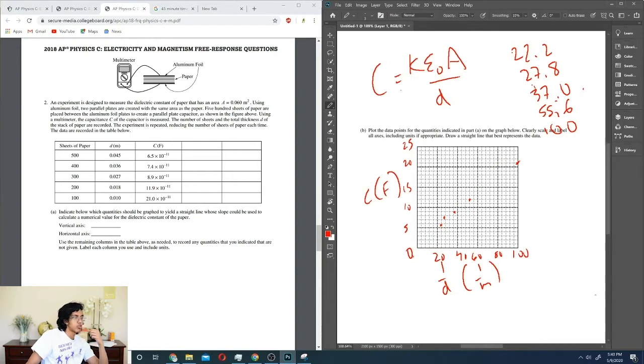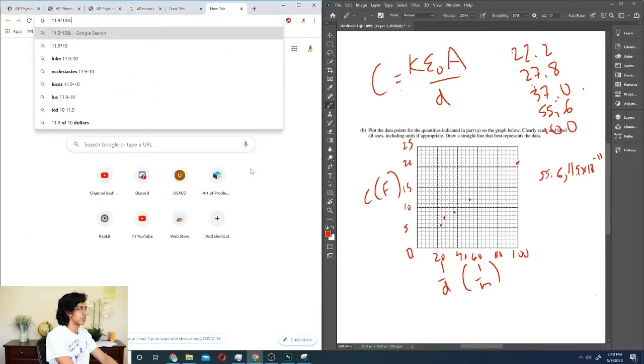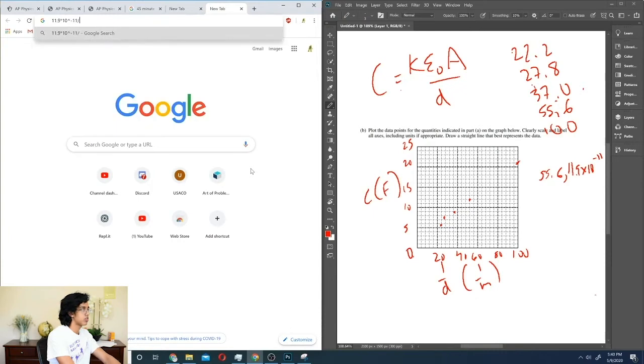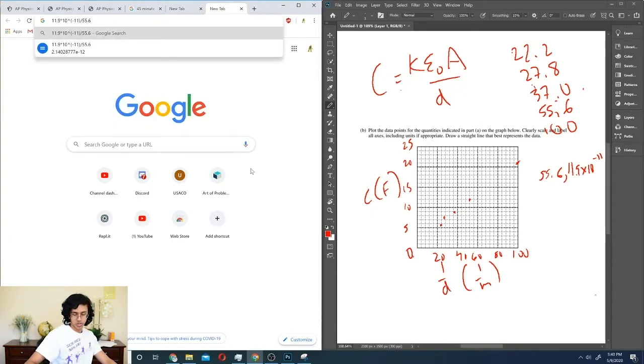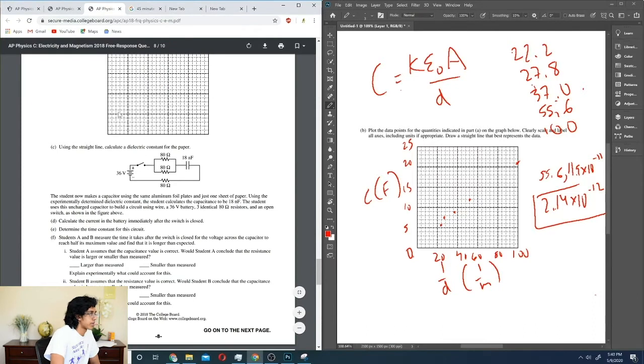So if we wanted the slope, we would take this point, which is 55.6 on the x-axis and 11.9 times 10 to the negative 11 on the other one. We'll just divide these to get the slope: 11.9 times 10 to the negative 11 over 55.6. And that gives us 2.14 times 10 to the negative 12. Do we have units for that? No, it's just a ratio. Oh, that's not our final dielectric constant.